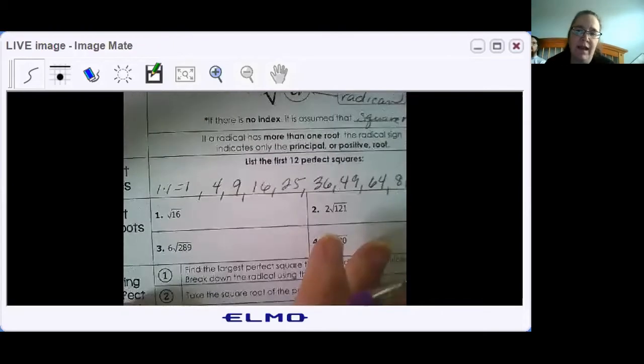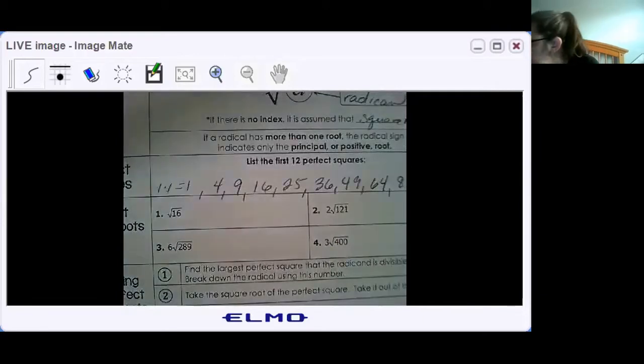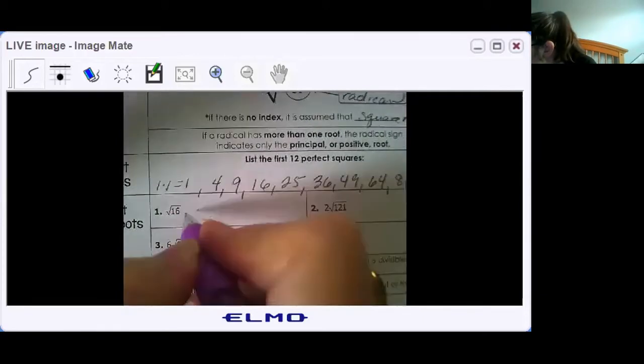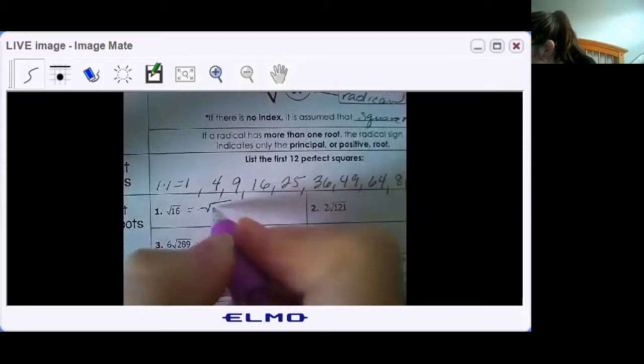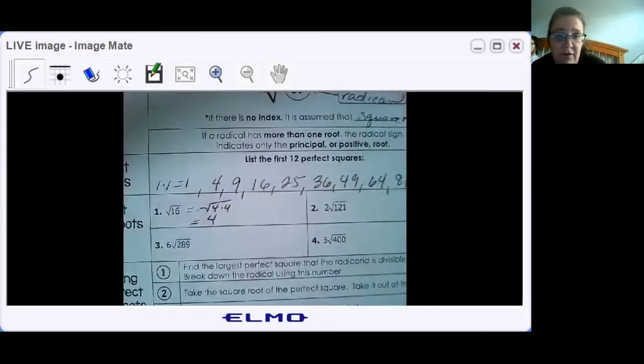Now, if I ask you to do the square root of 16, 16 we know is 4 times 4. So the square root of 16 is 4. We know that one. That's an easy one. We've been doing that forever.